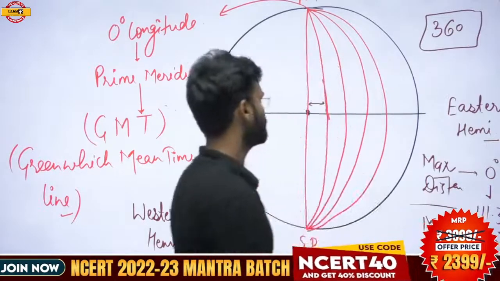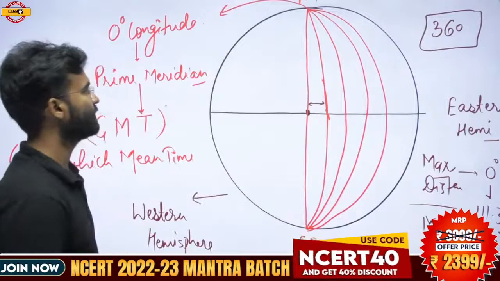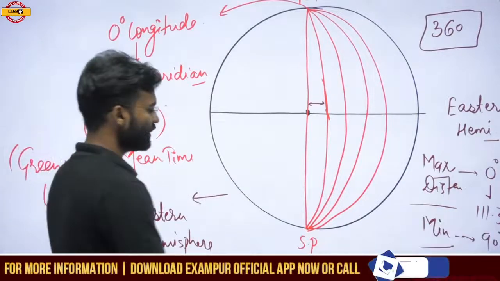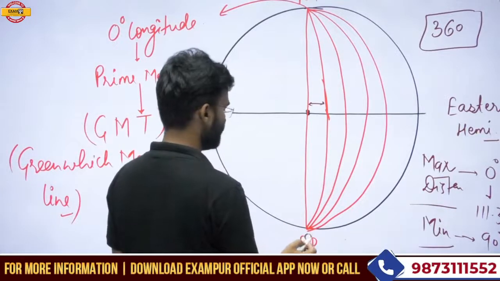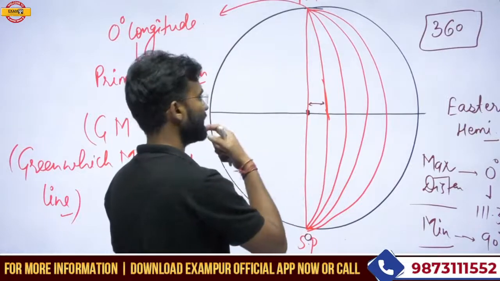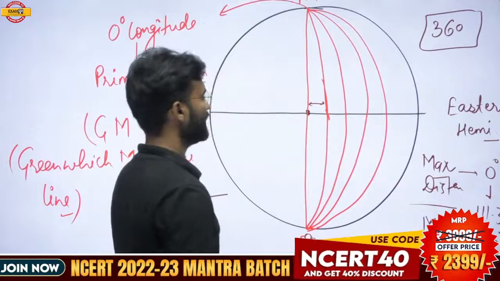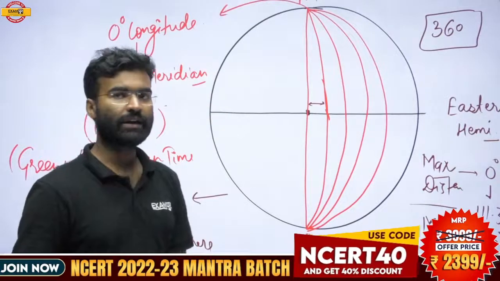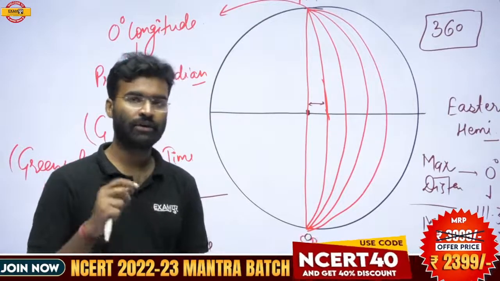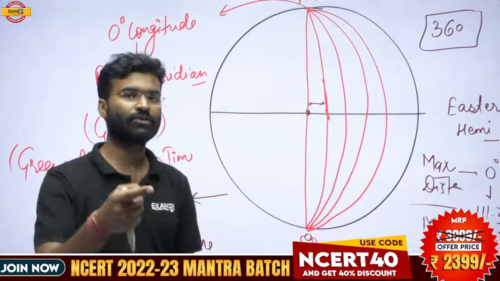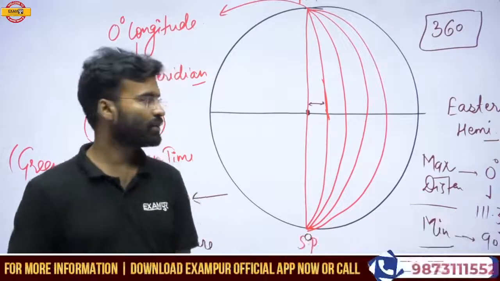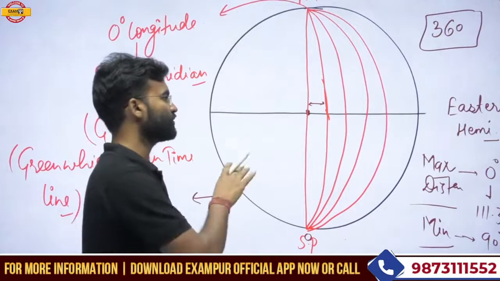Okay, so this is the 360. If you consider this the 0 degree, just at the back side of the 0 degree there is a 180 degree. So the 180 degree is located just back to the 0 degree longitude.